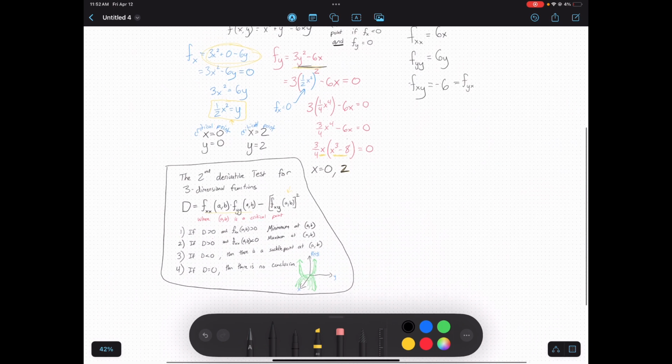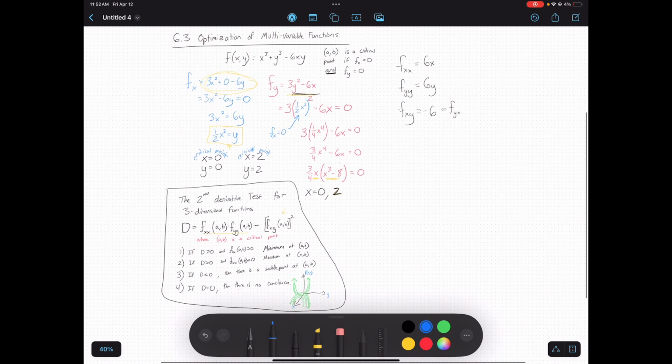Okay, so now let's try this determinant out. I'm going to do the partial of x with, let's start with 0, 0, with my critical point plugged in, times the double derivative in terms of y with 0, 0 plugged in, minus the partial in terms of xy, which is just negative 6. This one doesn't depend on your point at all, squared.